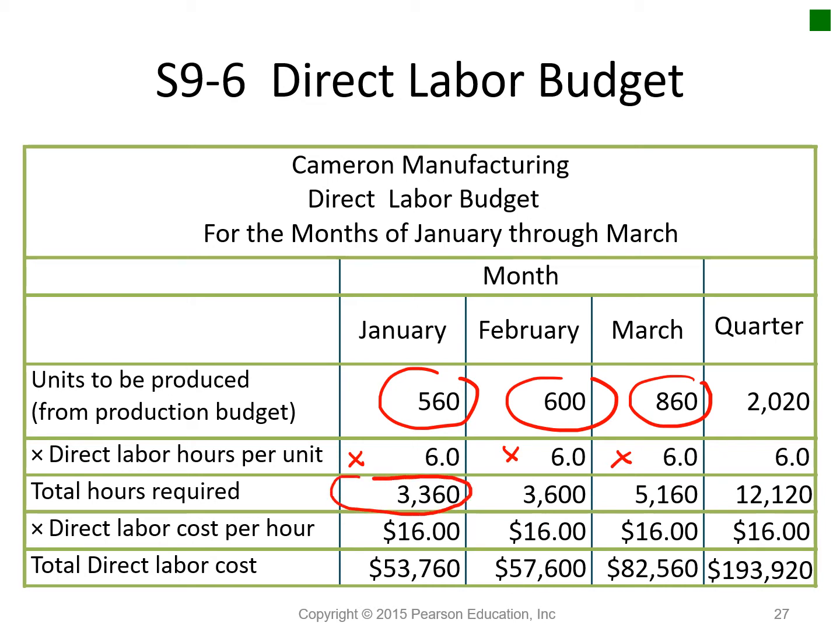So for January, it's going to be 3,360. You then multiply by the average labor cost. So you would expect about $53,760 of total labor cost for January. You do the same thing for February, March. Pretty simple calculation. If you were doing this on the job, you just tweak a couple numbers, plug these into your spreadsheet, and your spreadsheet would kick out the numbers almost instantly.